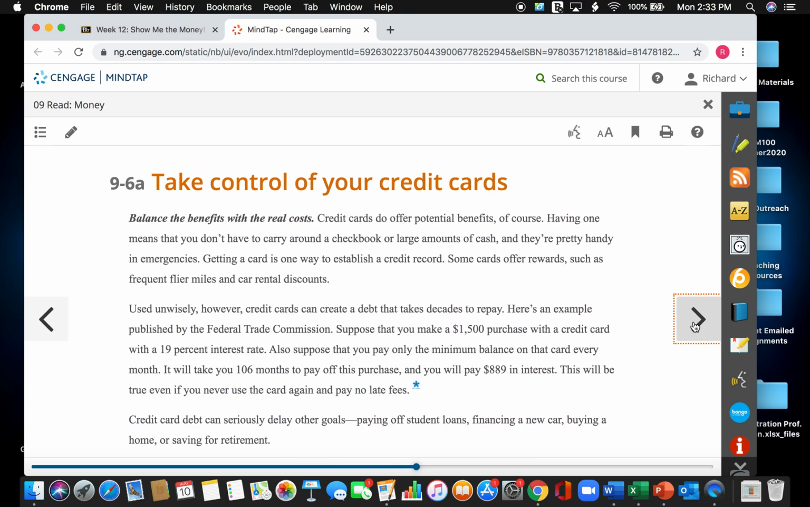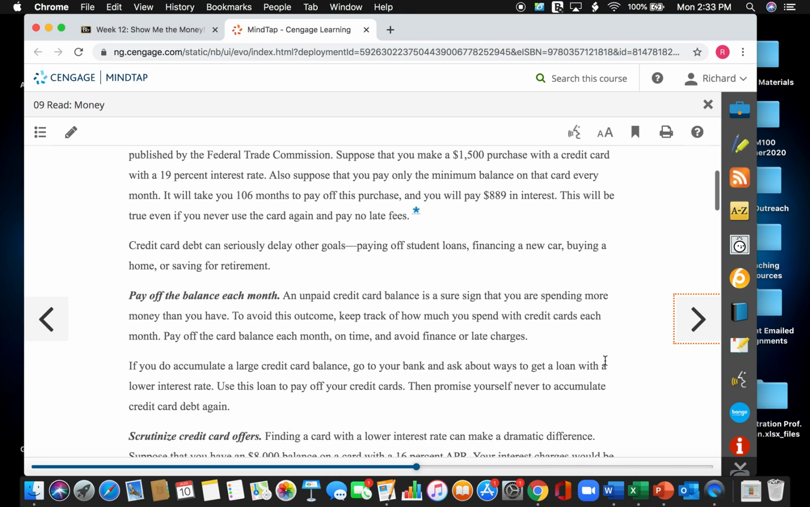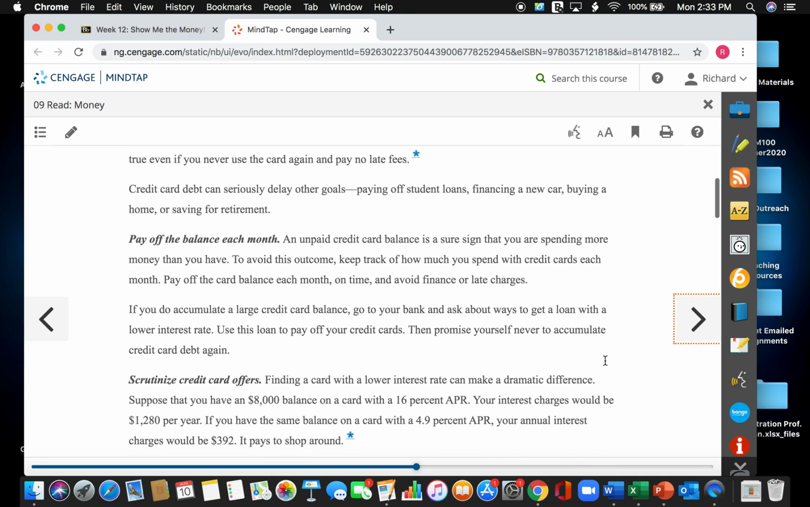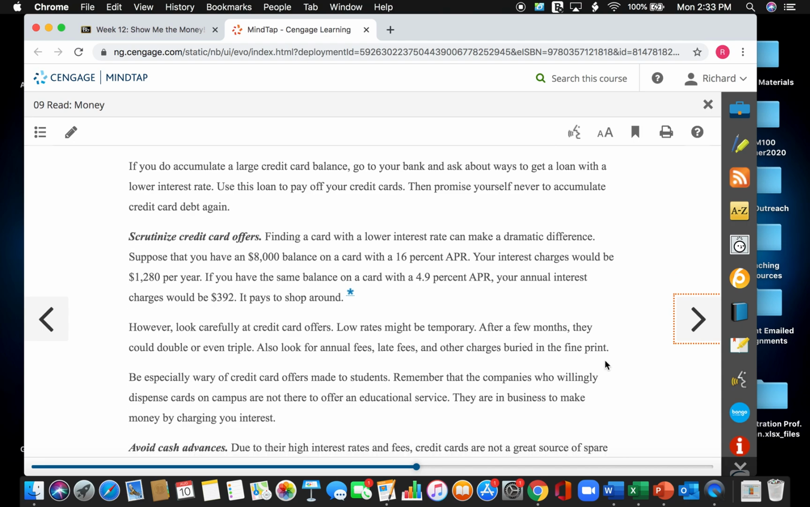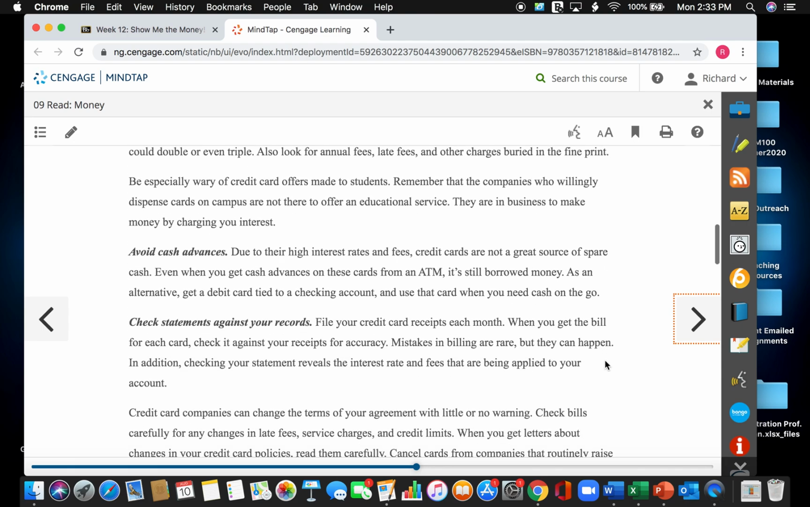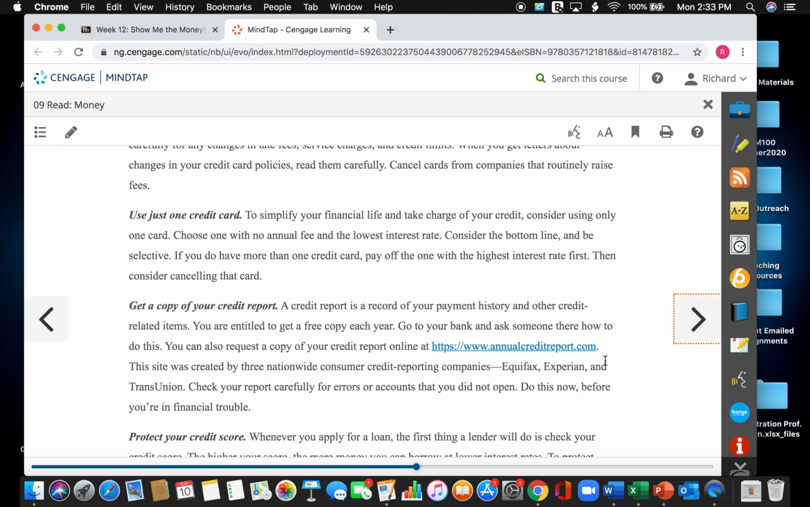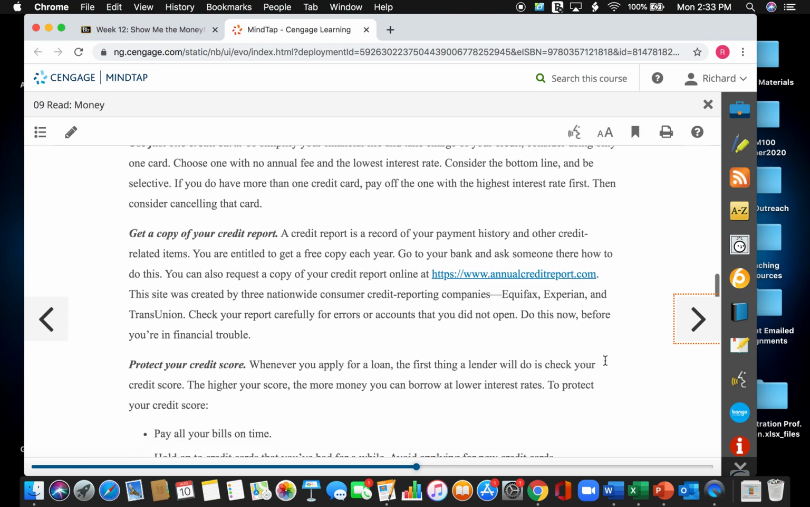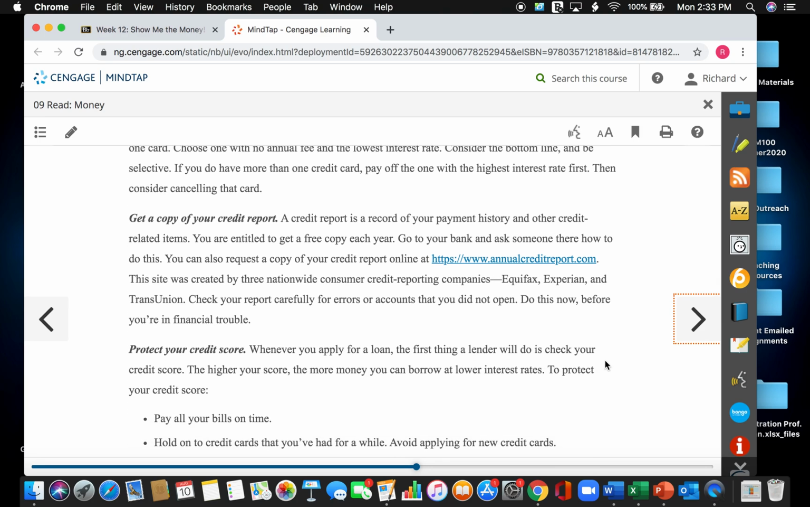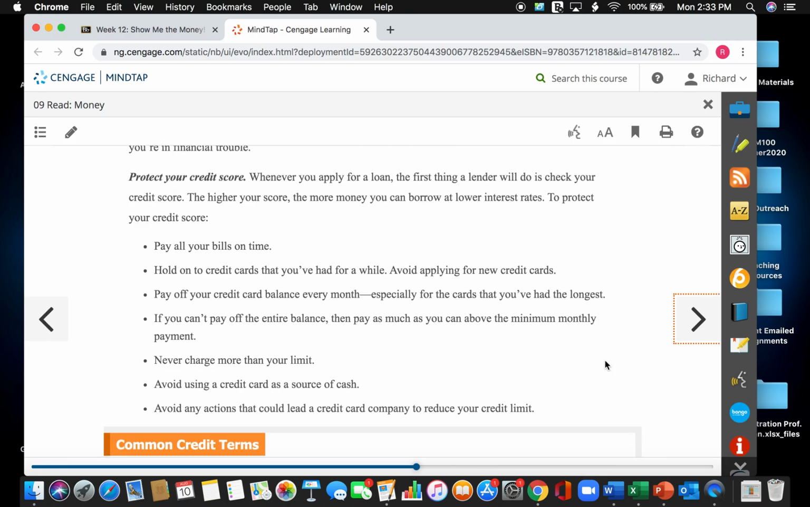So take control of your credit cards. Balance the benefits with the real costs. Pay off the balance each month. Scrutinize credit card offers. Avoid cash advances. Check statements against your records. Use just one credit card. Get a copy of your credit report. Protect your credit score.